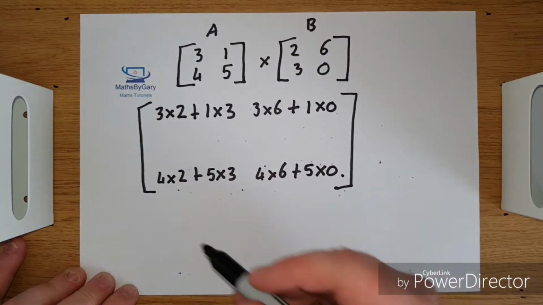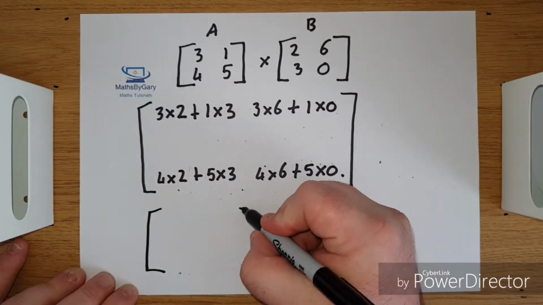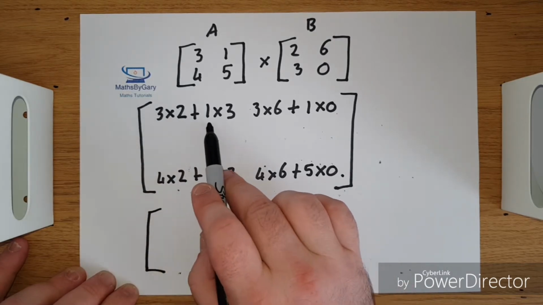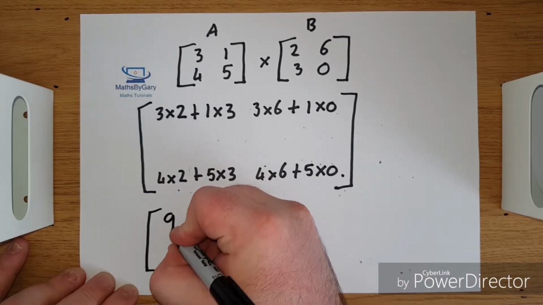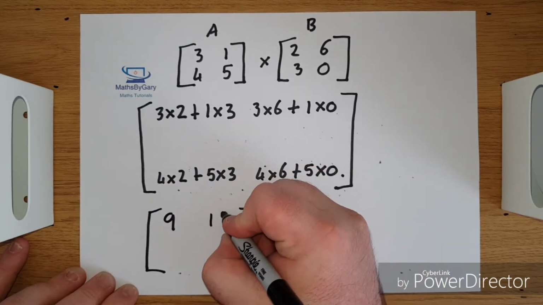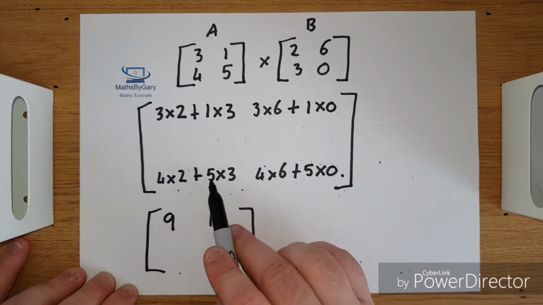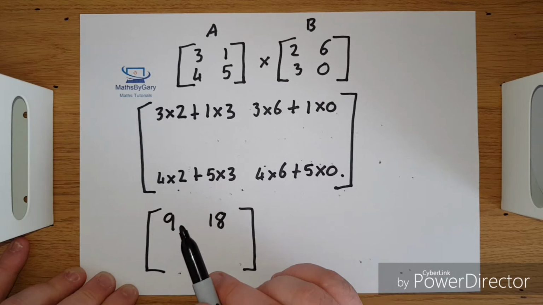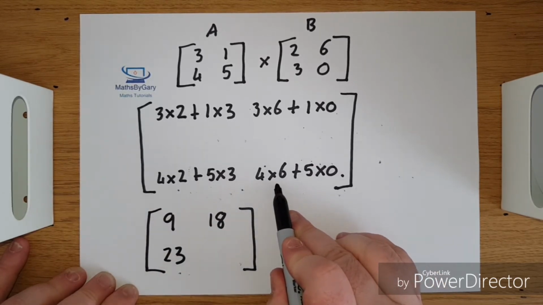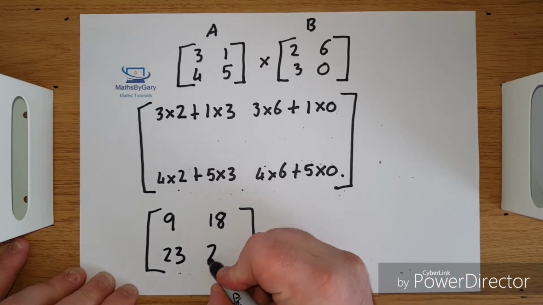All we have to do now is work out each of these, and it will generate a brand new matrix. 3 times 2 is 6, plus 3 gives us 9. 3 times 6 is 18, plus 0, so we have 18. 4 times 2 is 8, plus 5 times 3 is 15, so 8 plus 15 gives us 23. And lastly, 4 times 6 is 24, plus 5 times 0, so 24 plus 0 is 24.